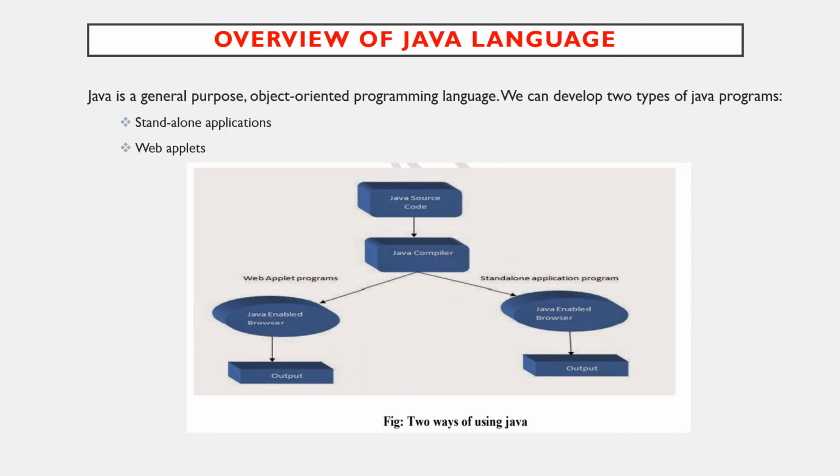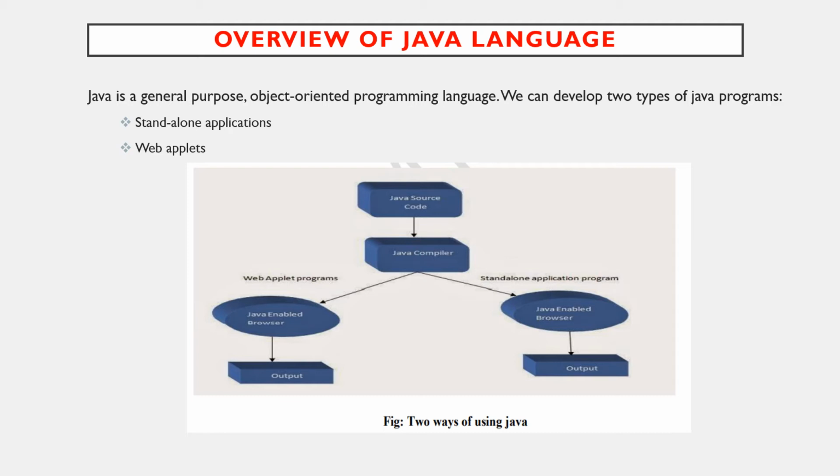Then, what are web applets? Applets are small Java programs developed for internet applications. An applet is located at a distant computer, which means a server, and it can be downloaded via the internet and executed on a local computer using a Java enabled browser.